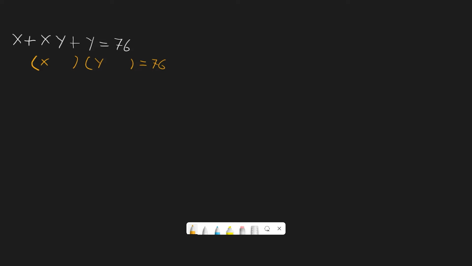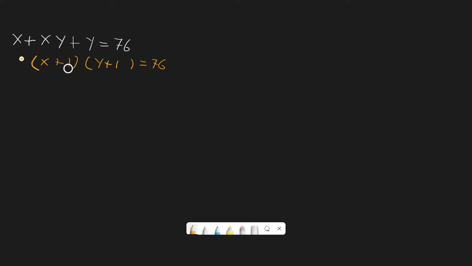I know if I factor these, x times y gives xy, but I also need to write something here that gives us either an x or a y. So I have to multiply something with y to give y. That must be plus 1. And I need to do the same over here to get my x, so I need to say plus 1, which gives us the x.